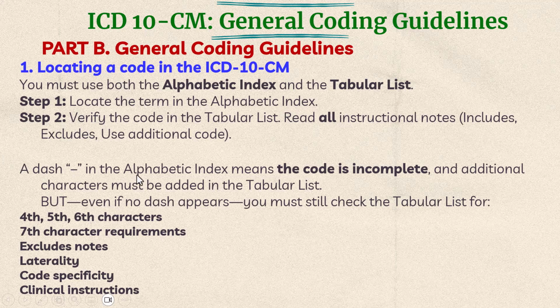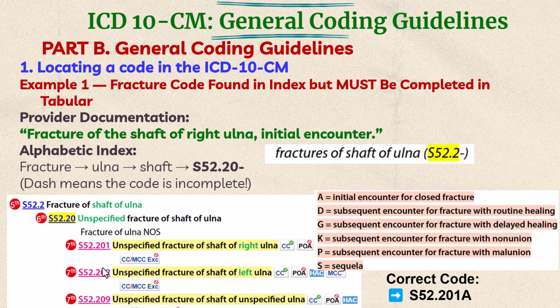A dash in the alphabetic index means the code is incomplete and additional characters must be added from the tabular list. But even if no dash appears, you must still check the tabular list for the fourth, fifth, and sixth characters, because in the index most of the time you can see only the three-character codes, but in the tabular list you'll find the fourth, fifth, and sixth characters. Similarly, some codes need the seventh character. Also, the tabular list includes notes like excludes notes, laterality, code specificity, and clinical instructions. So let's see some examples.